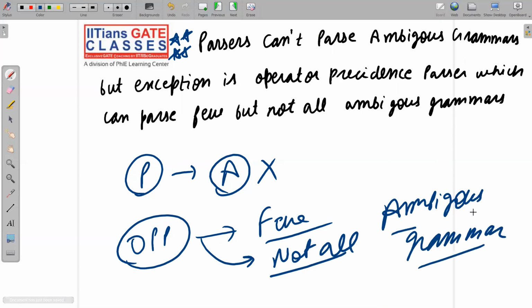And anyway, we are going to prove this point after few slides also. Okay, so operator precedence parser, it can parse few but not all ambiguous grammars. Okay, but if you talk about generally, if you say parser cannot parse ambiguous grammars, why it cannot parse ambiguous grammars? That question I have answered in the next slide. Okay, please note it down, and I'm jumping to the next slide now.